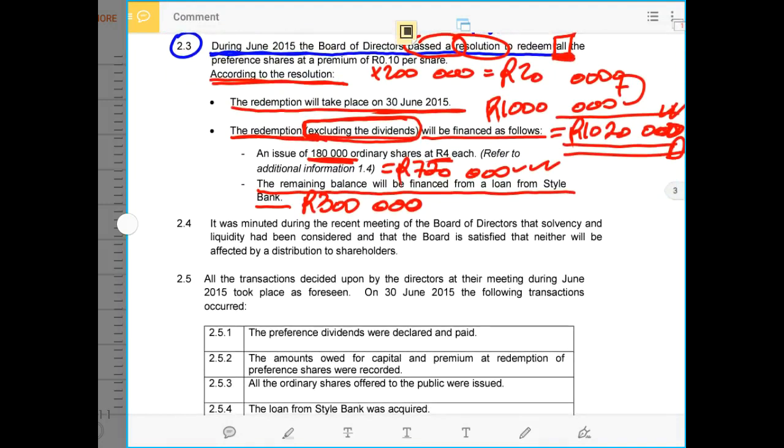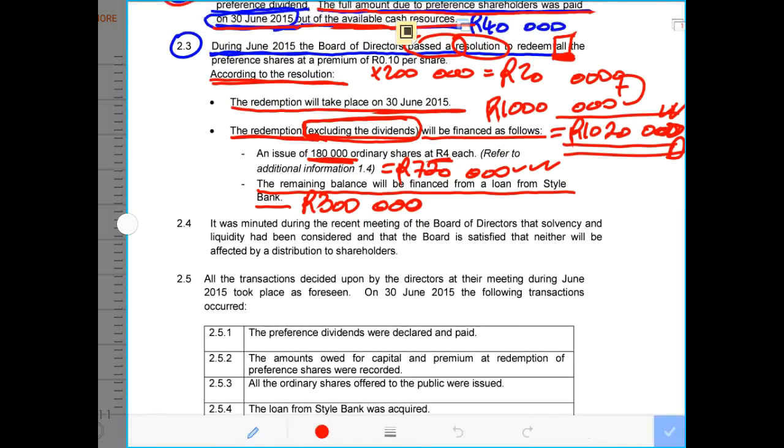So now let us continue again, and we go to 2.4. This further says that it was minuted during the recent meeting of the board of directors that solvency and liquidity had been considered, and that the board is satisfied that neither will be affected by a distribution to the shareholders.